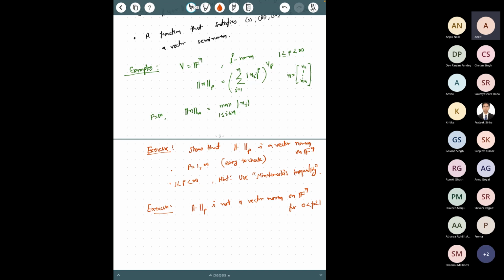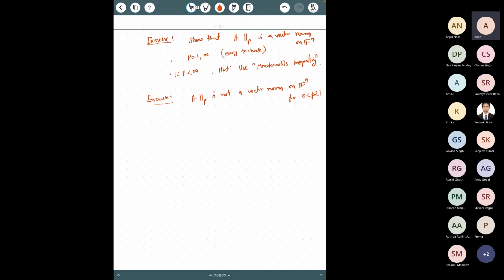For example, the following result gives you a way to define a norm on any finite dimensional vector space. Not only that, it tells you that if we have a finite dimensional vector space, then you can define infinitely many different norms on that vector space. In fact, you can also put some constraint while defining that norm.